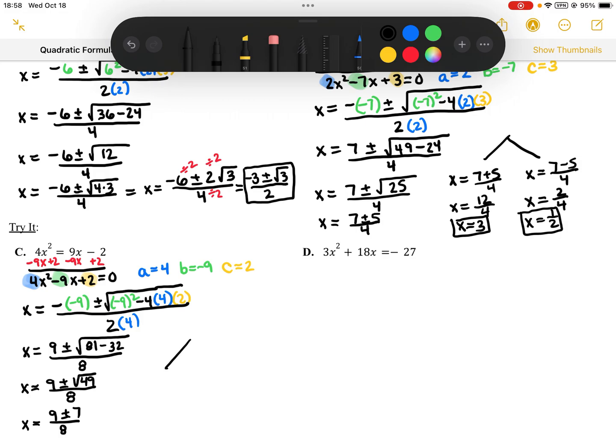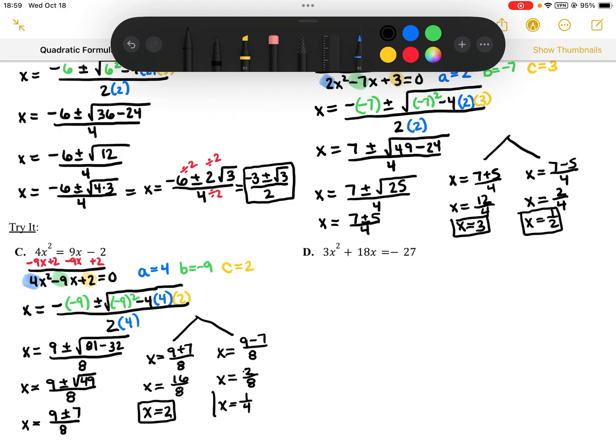So now I'm going to set up my 2 cases. So with addition, I'm going to have 9 plus 7 over 8. With subtraction, I have 9 minus 7 over 8. 9 plus 7 is 16, and 16 over 8 simplifies to 2. So x equals 2. Second answer, 9 minus 7 is 2, and 2 over 8 simplifies to 1/4. So my 2 solutions, 2 and 1/4.